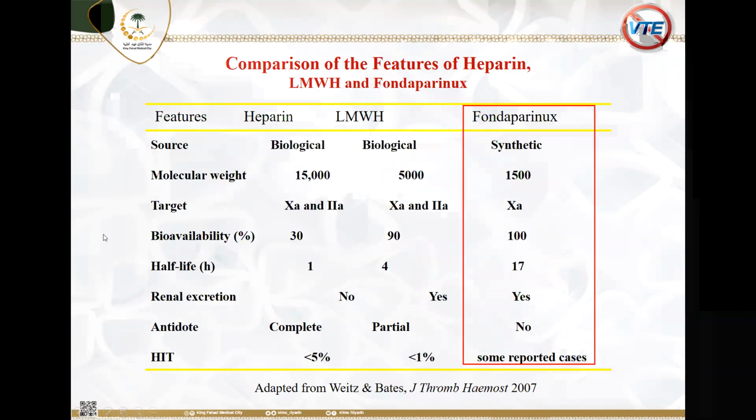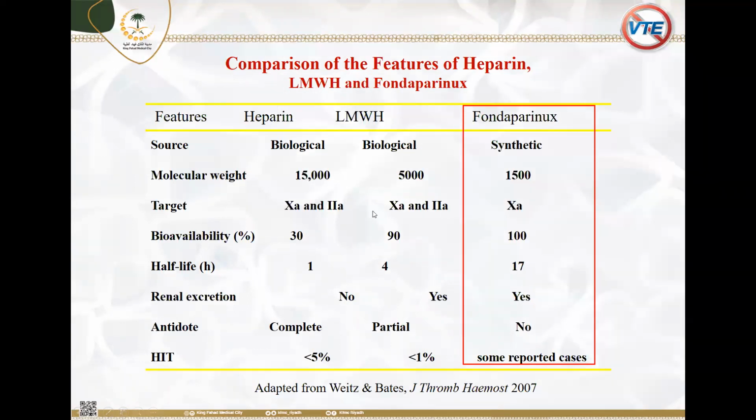This was explained before. The target for fondaparinux is 10A, very specific, a 10A inhibitor, but it's not direct like the oral direct anticoagulants. This is indirect, through inhibition of antithrombin. Then we have 2A and 10A for heparin and low molecular weight heparin, but here it is different. Low molecular weight heparin is more 10A than unfractionated heparin, which is 2A more than 10A. Bioavailability is very important. This is 100% available, this is 30%, and this is 90%. Half-life is the shortest with heparin. That's why heparin is given as an infusion.